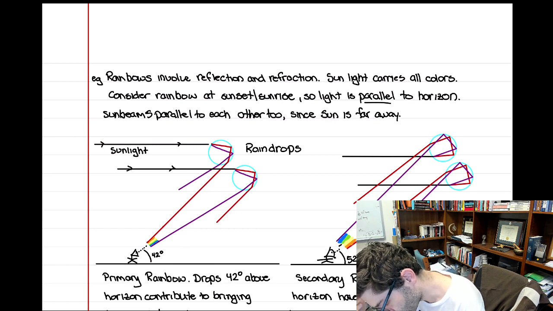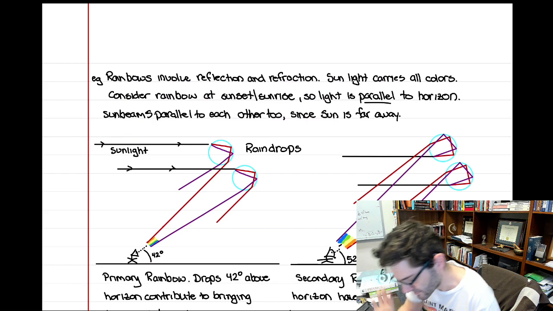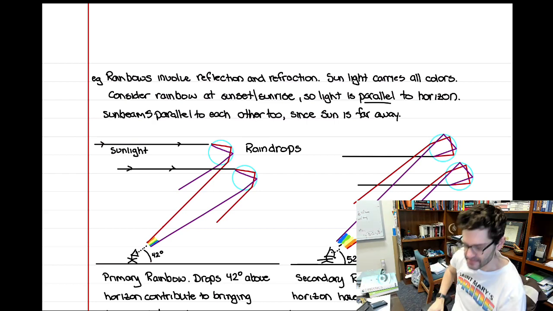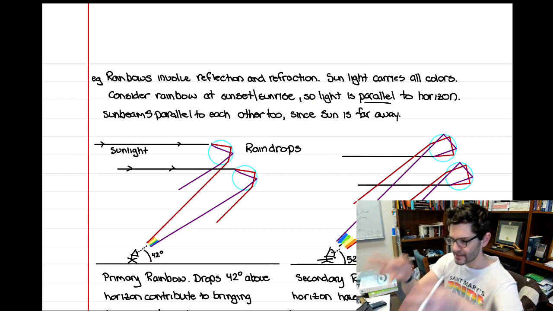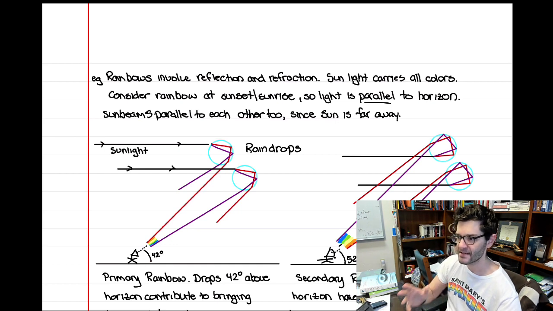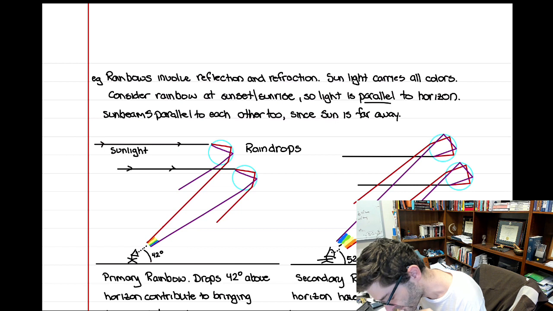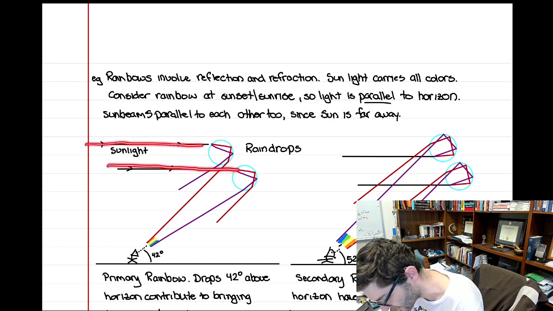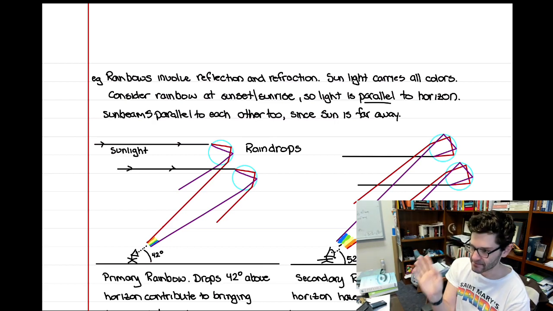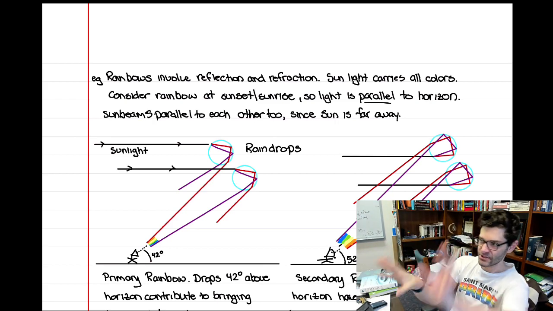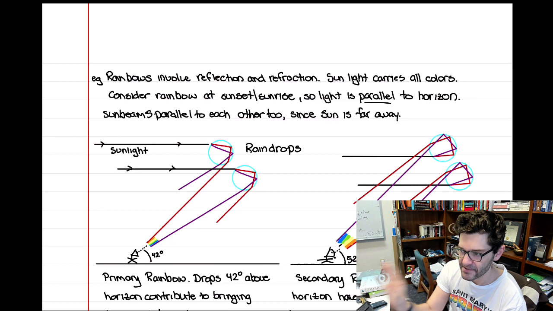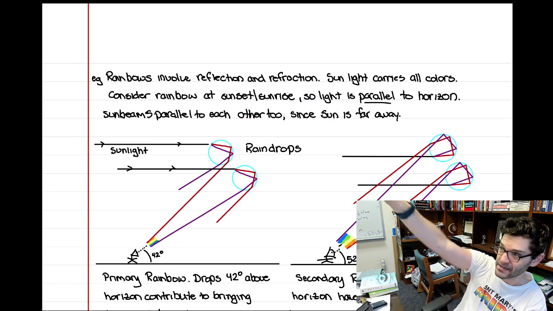I drew two specific raindrops. Of course, there are lots more raindrops in the atmosphere, but eventually as sunlight is going through, it will hit and travel through a raindrop. I drew two specific examples. Of course, there's more than just two beams of sunlight. But it turns out there is some interesting geometry that goes on, so that everyone sees the rainbow at the same angle in the sky.